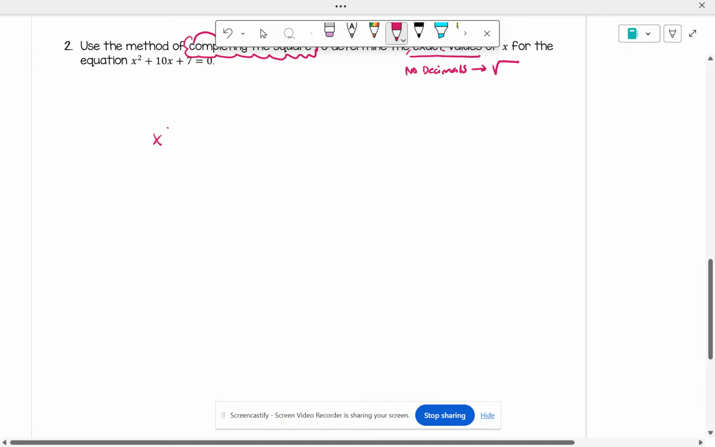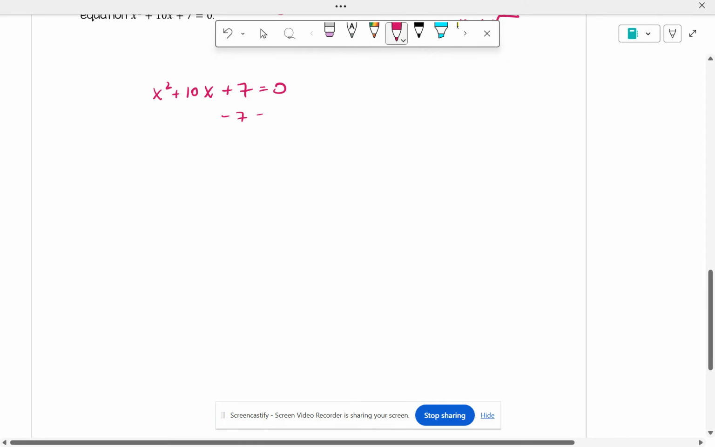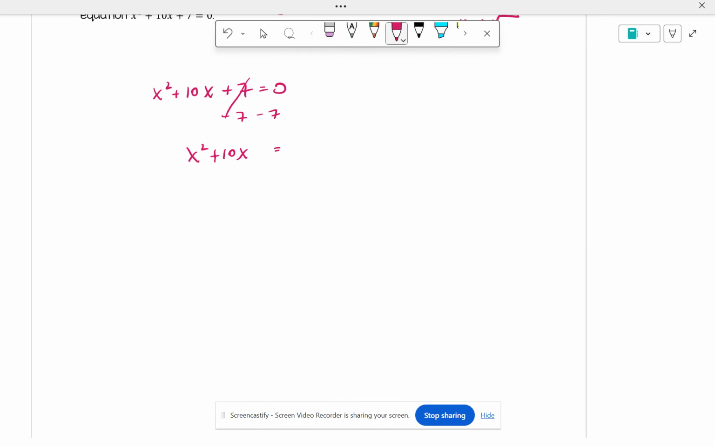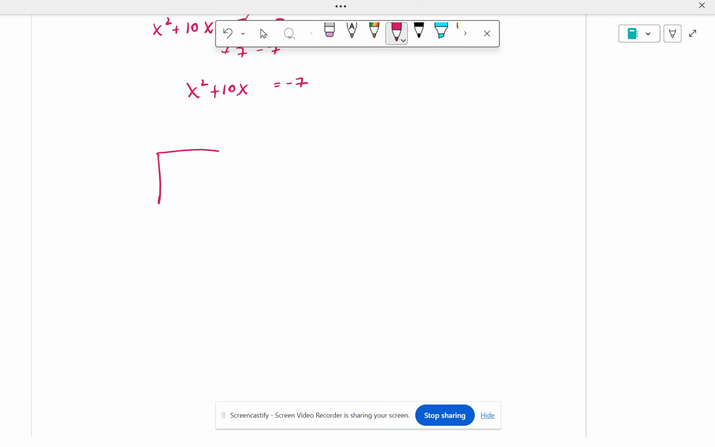So what I'm going to do first is move the constant over to the right-hand side. I now have x squared plus 10x equals negative 7. I am then going to use the area model to represent this side of the equation. I will do that by doing an x squared. How do I make an x squared? x times x. I have 10 x's to split evenly on both sides. I'm going to do 5 and 5.